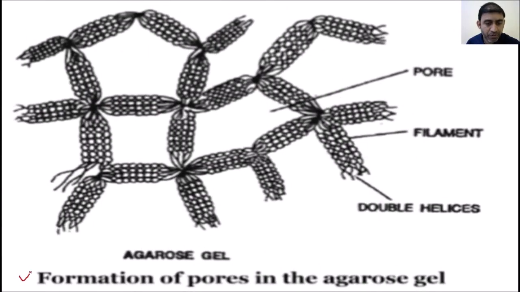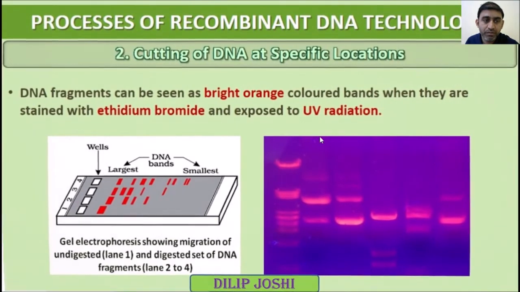These are the formation of pores in the agar gel, double helical. Here are the pores, these are the pores, and these are filaments. That's why I use those words, because these separated DNA fragments can be seen only after staining the DNA with the compound known as ethidium bromide. So these DNA fragments can be seen as bright orange colored bands when they are stained.